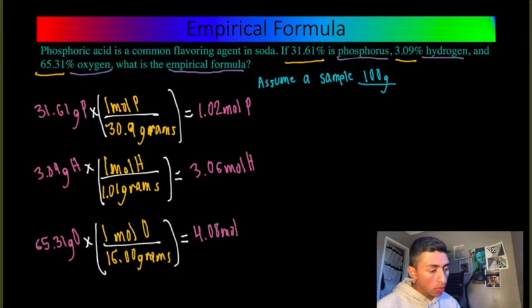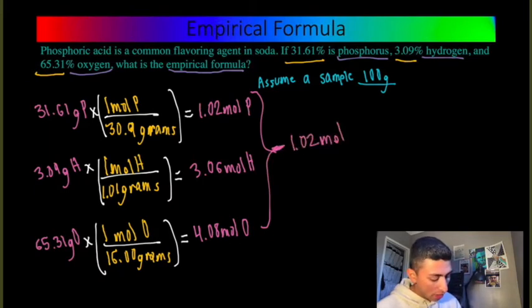Now, this next step is very important, and you want to make sure that you really grasp this idea very well. We essentially have the number of moles of each element, phosphorus, hydrogen, and oxygen in the chemical compound, assuming that we have a 100-gram sample. Now, the next step is to divide each of these by the smallest number of moles. Of these three, which is the smallest? 1.02 moles, right? And that is for phosphorus.